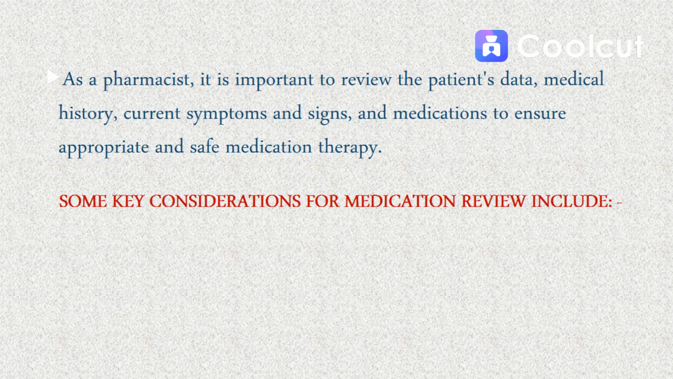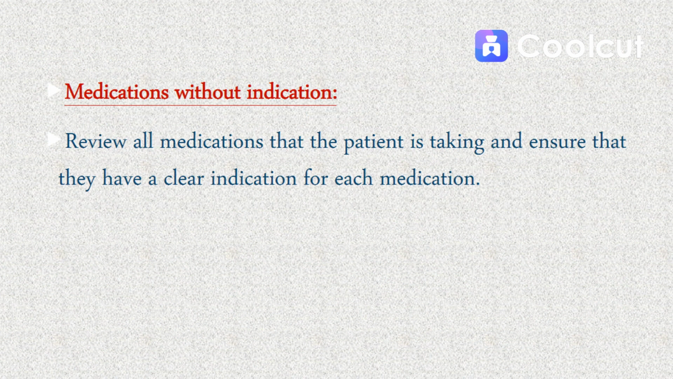As a pharmacist, it is important to review the patient's data, medical history, current symptoms and signs, and medications to ensure appropriate and safe medication therapy. Some key considerations for medication review include medications without indication. Review all medications that the patient is taking and ensure that they have a clear indication for each medication.